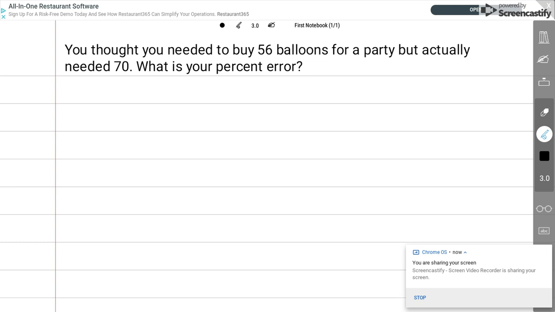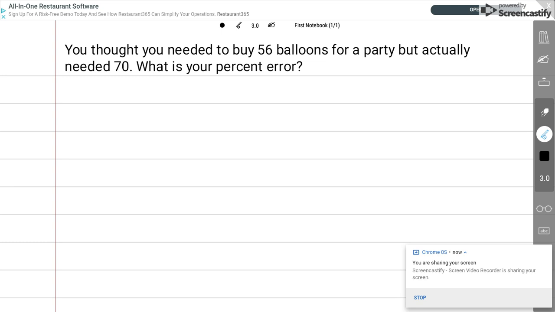Guys, welcome back. Today we're going to be talking about percent error. So let's say you're planning a party and you thought you needed to buy 56 balloons for the party, but you actually needed 70. So there is an error somewhere in that, and let's say you want to know what your percent error was. So this problem does sound a little silly, but when you get into science class this year and maybe the year forward and beyond, this will become very helpful.